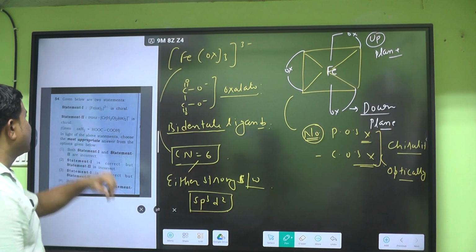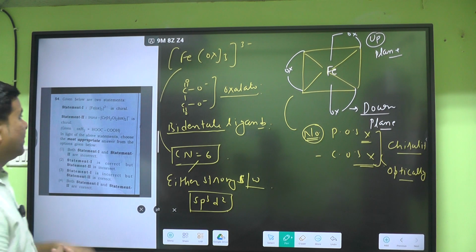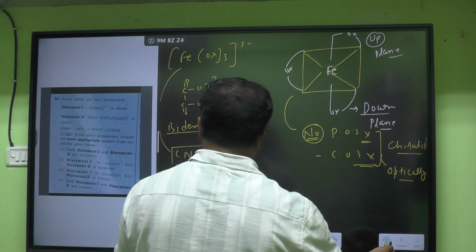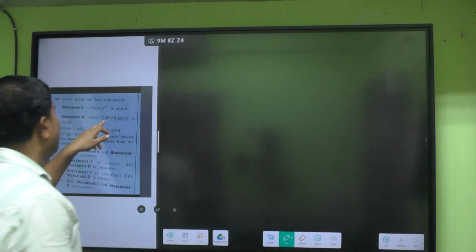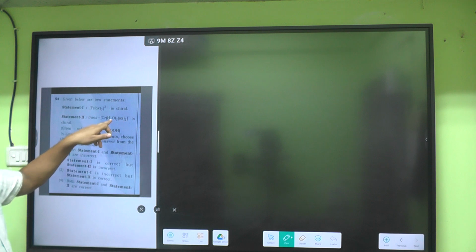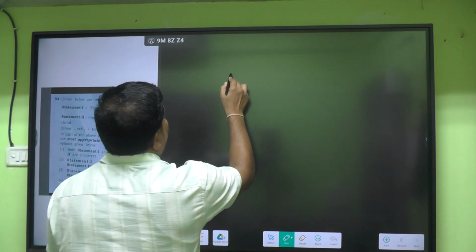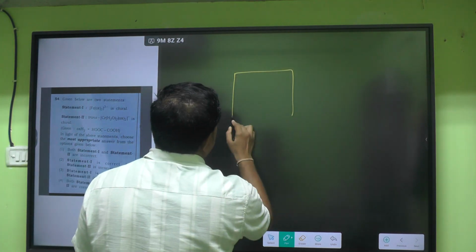Now the second question. The first option is correct. Now we have to form the trans. Understood? First concept clear. Now the second form. Again coordination number 6, 4 plus 2, octahedral geometry. So draw the octahedral geometry here, with oxalate.